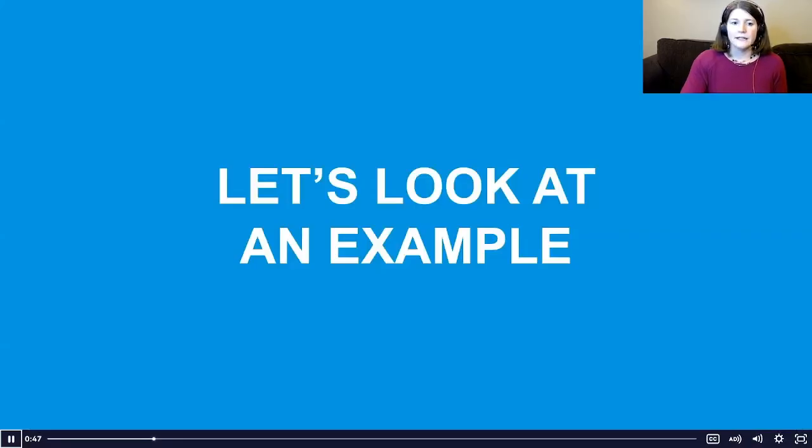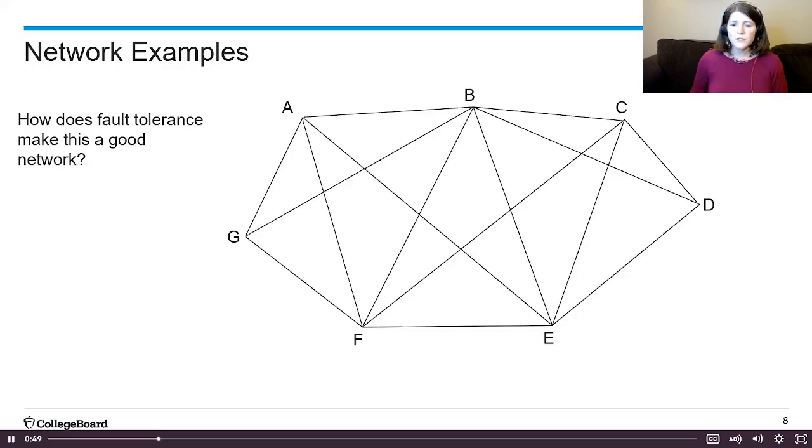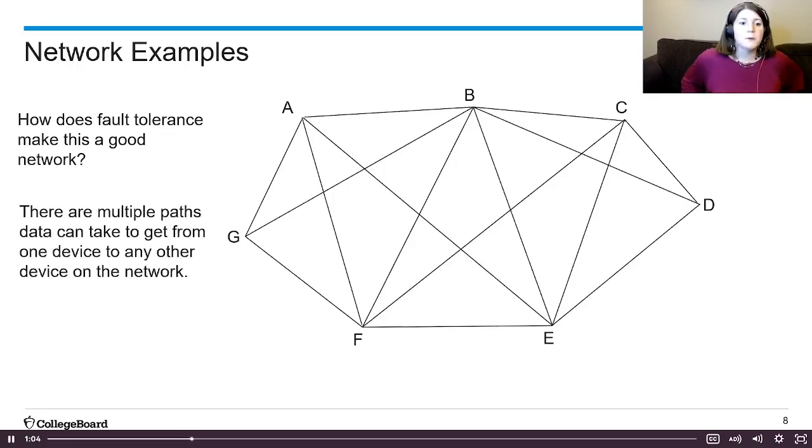Let's take a look at an example. So here's a similar example that we saw in the previous fault tolerance video with a network that is fault tolerant. But how does fault tolerance make this a good network? In taking a look at this network, there are multiple paths that data can travel to get from one device to another. Those multiple paths make the network fault tolerant. That also makes the network able to scale.